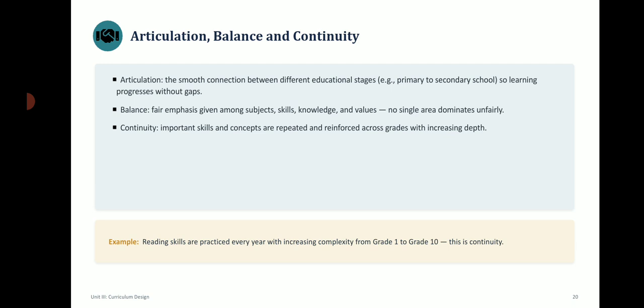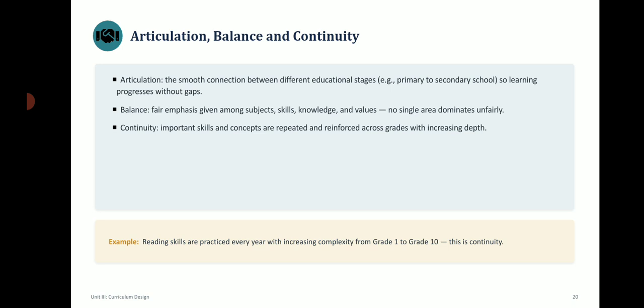Now, articulation, balance and continuity. So what is this articulation, balance and continuity? Articulation is the smooth connection between different educational stages. So articulation, balance and continuity is the ABC of curriculum organization.